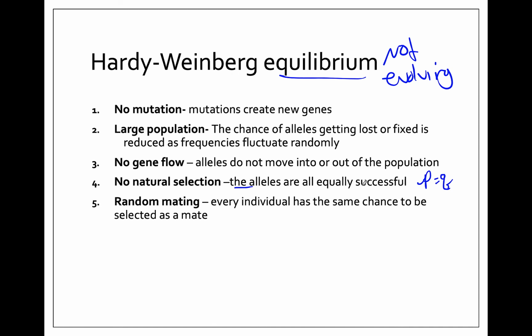So if you think about any population that you're aware of and go through all of these 5 conditions, it's probably not likely that they're not evolving. However, sometimes we can assume Hardy-Weinberg equilibrium for a specific gene because it might fulfill these conditions at one time.